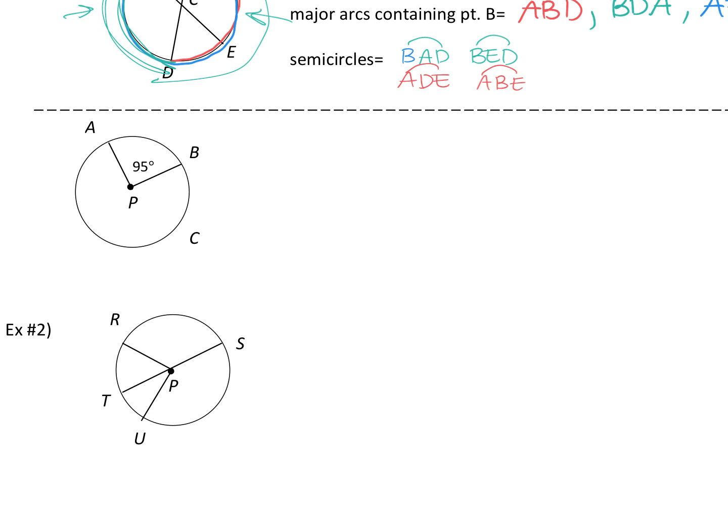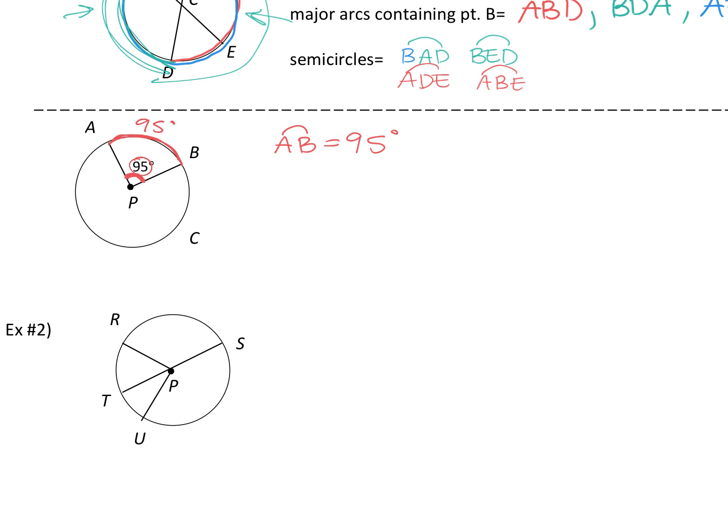So if you look at this picture, this arc right here is arc AB, okay? The beautiful thing about arcs is they are equal to their central angle. So if this angle is 95, then arc AB is also 95 degrees, okay? So a central angle will always equal its arc.